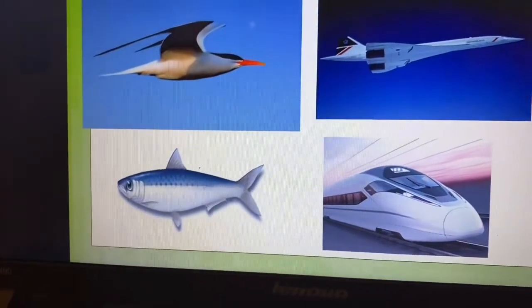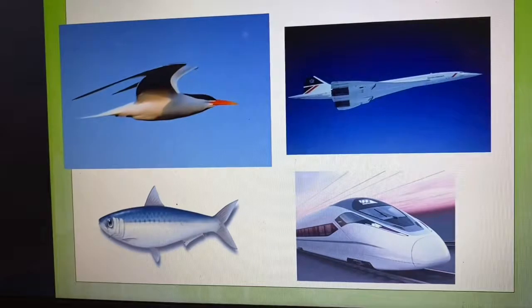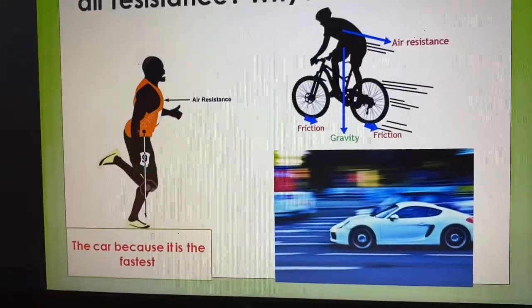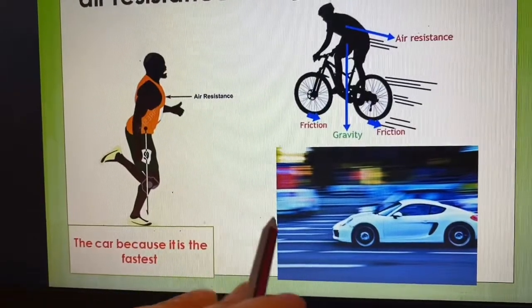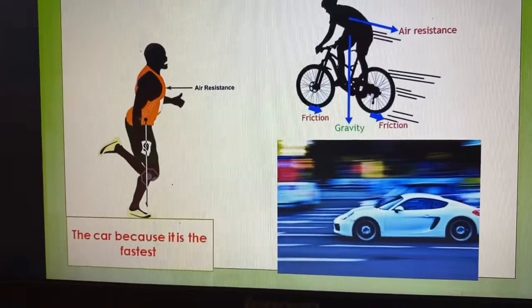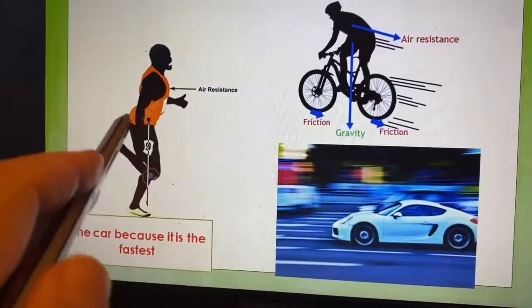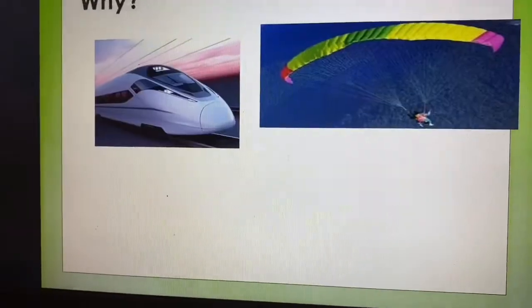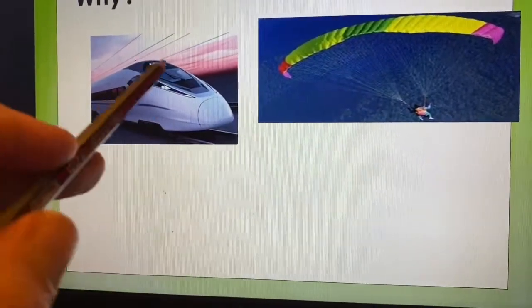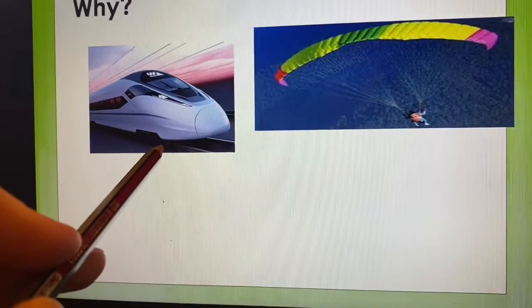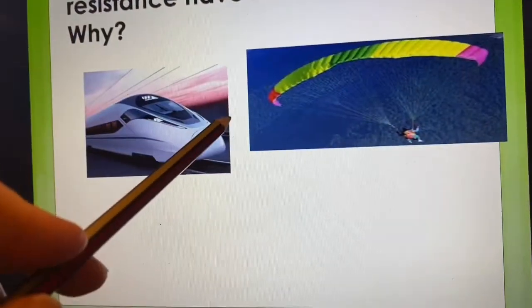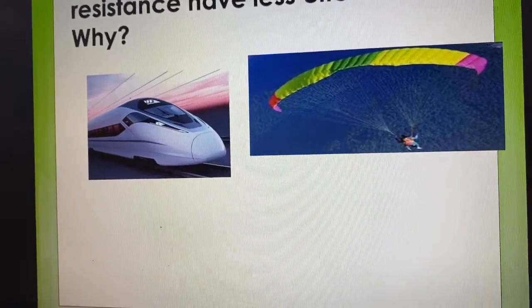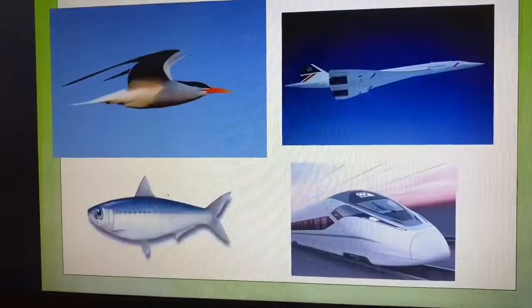Okay, so go back. What affects air resistance? First, the speed. More speed makes more air resistance. Less speed makes less air resistance. And the shape. If it's smooth and round, there is less air resistance. If it's flat and big, it makes more air resistance.